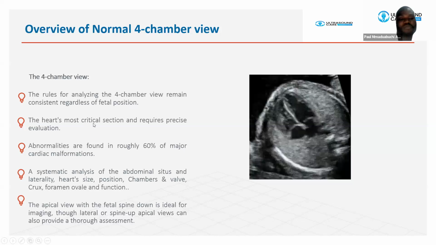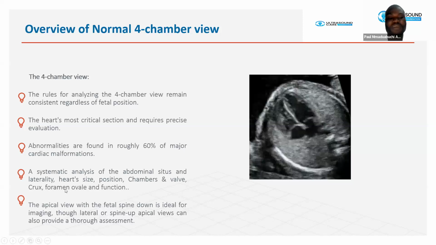And the heart's most critical section that gives us precise evaluation is the 4-chamber view. The 4-chamber view shows us most of the congenital heart defects that we are expected to see. About 60% are expected to be seen on the fetal 4-chamber view, while 40% are seen in the outflow tract and the 3VT view. So when evaluating the fetal heart, it is very important that you take it in a systematic way for you not to miss anything.